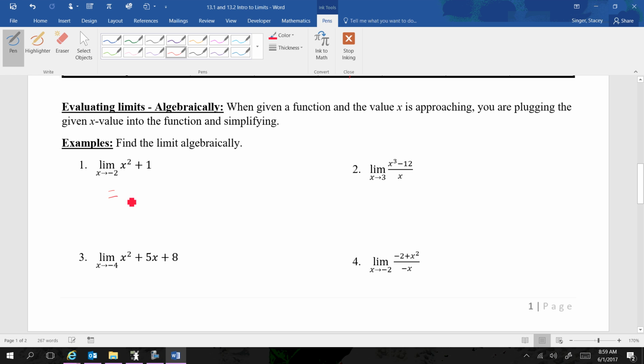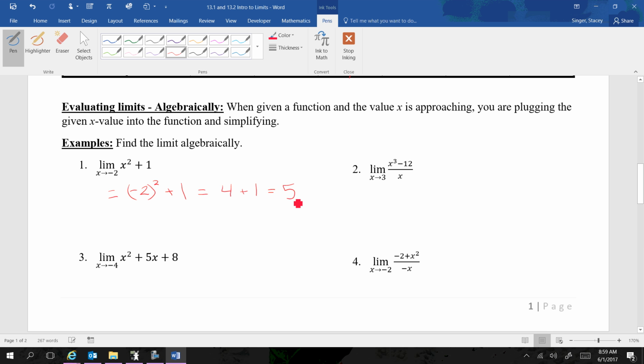So, if I plug in negative 2, the only thing you have to be careful about is when you're plugging in a negative, do you actually put parentheses around it, especially if you're squaring something or cubing something or whatever. So it's just like evaluating the function. I'm plugging in negative 2 into my x, so I'd have negative 2 squared plus 1, which would give me what? 4 plus 1 would give me 5. Good job.